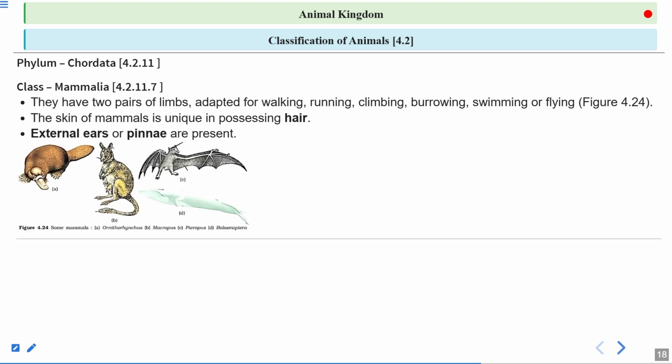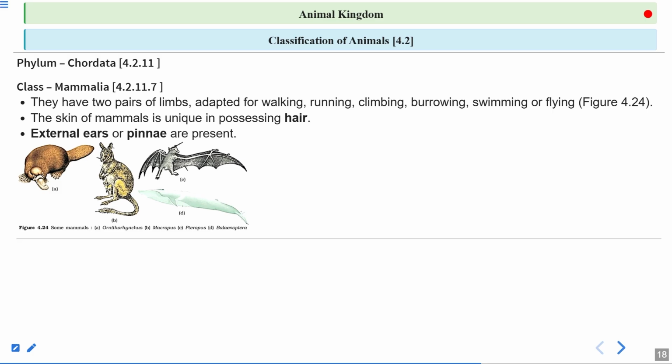So here are some of the examples. Some mammals: ornithorhynchus, macropus. Macropus is a marsupial, kangaroo. They give birth to young ones that are very much immature. So they are having a pouch in their body. In this pouch, they keep these young ones till they become mature. So this macropus comes under the marsupial.